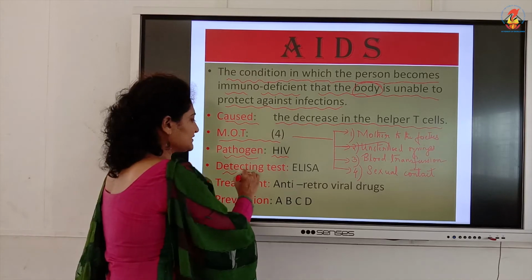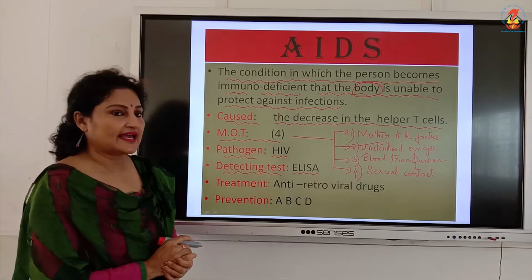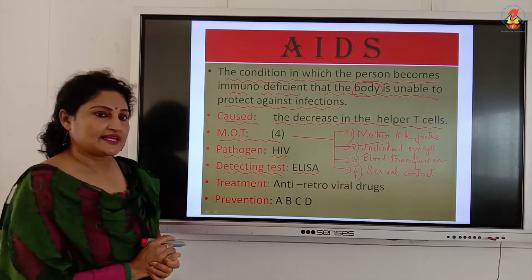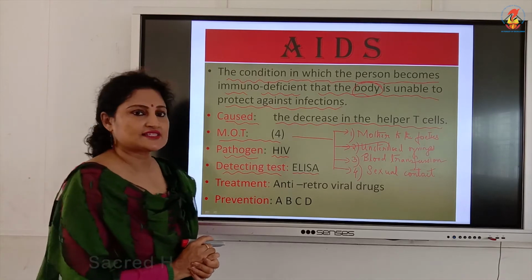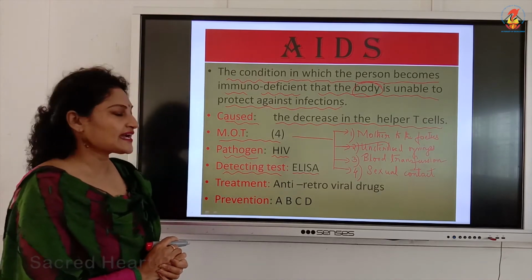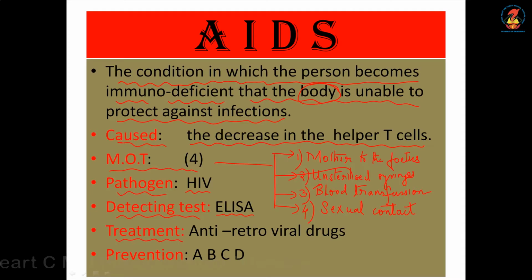The detection test is called the ELISA test. E stands for enzyme, L stands for linked, I stands for immuno, S stands for sorbent, A stands for assay. Enzyme, linked, immunosorbent, assay. Then the treatment.